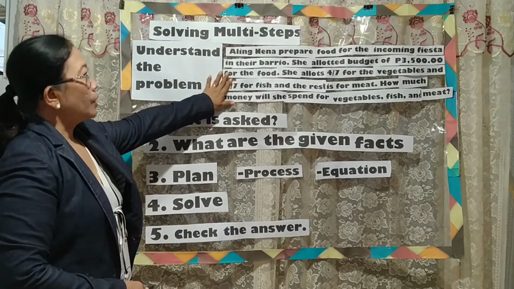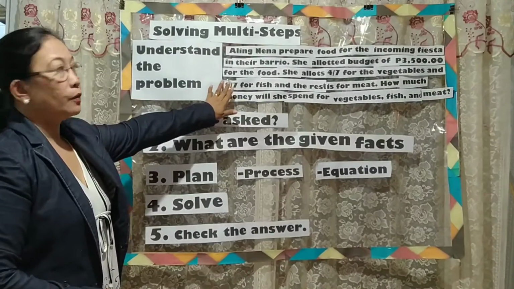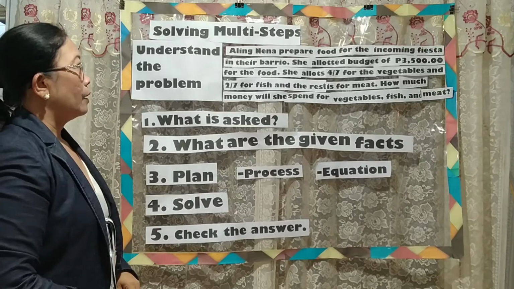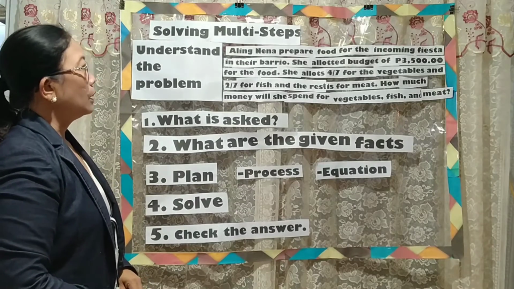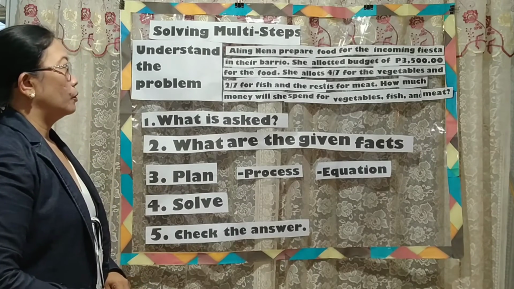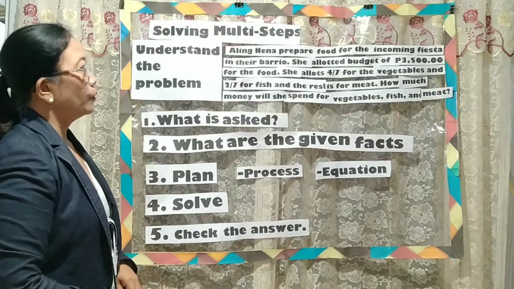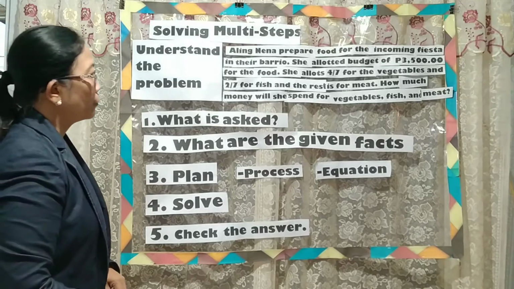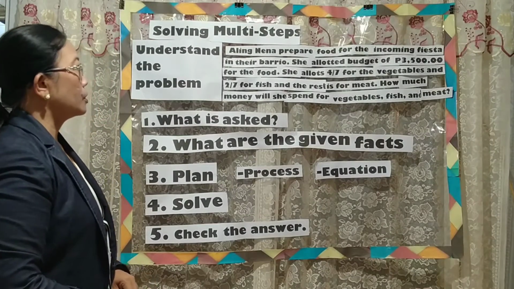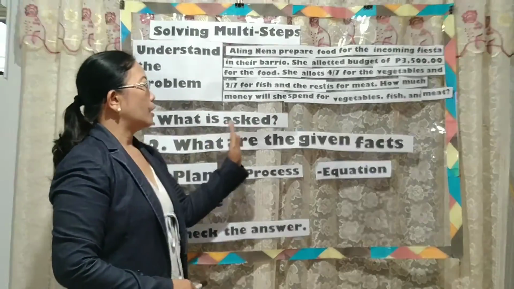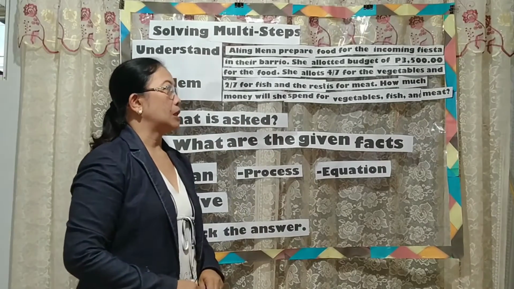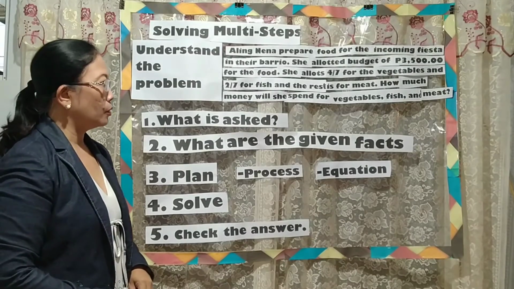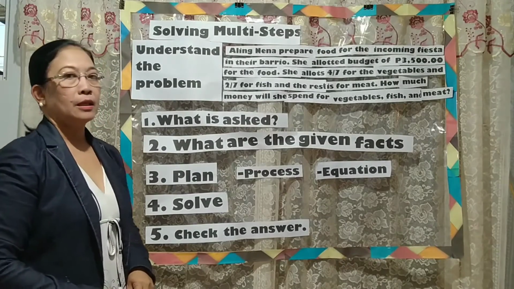Sige, let's try to read again the problem here. Aling Nena prepared food for the incoming fiesta in their barrio. She allotted a budget of 3,500 for the food. She allots 4,700 for the vegetables and 2,700 for fish, and the rest is for meat. How much money will she spend for vegetables, fish, and meat?